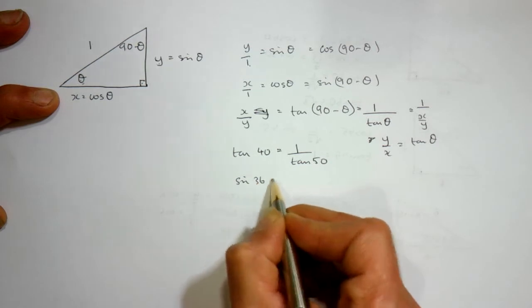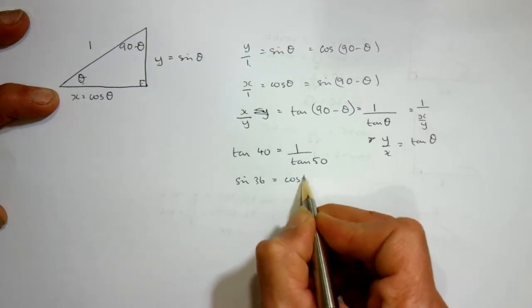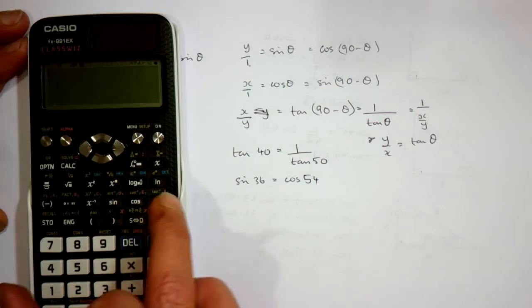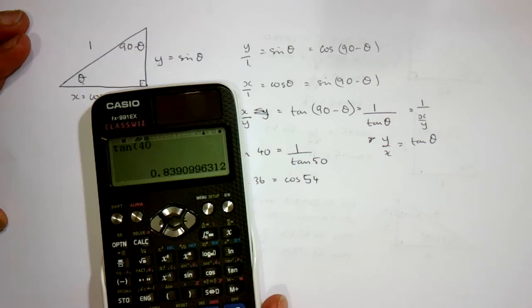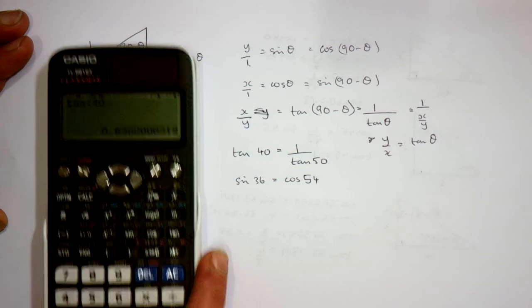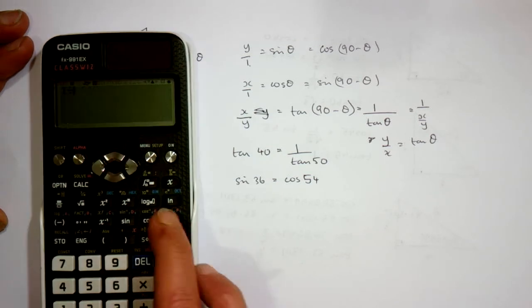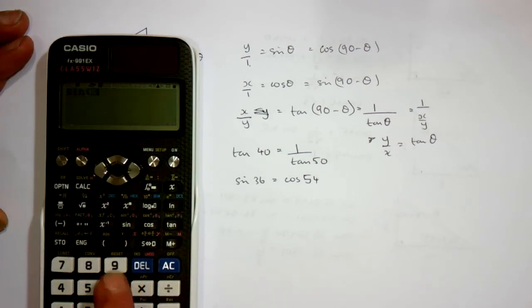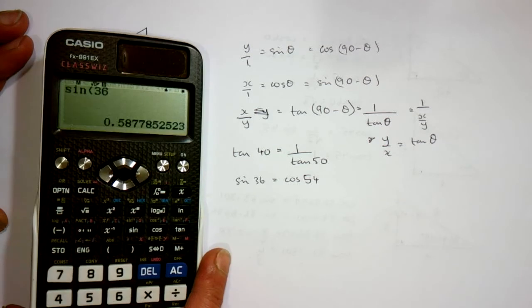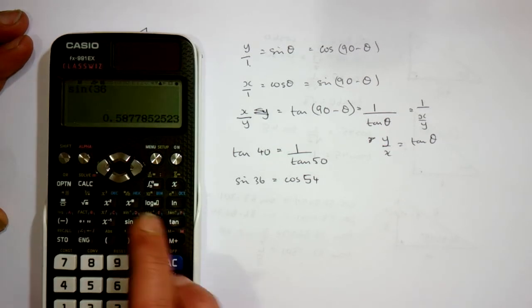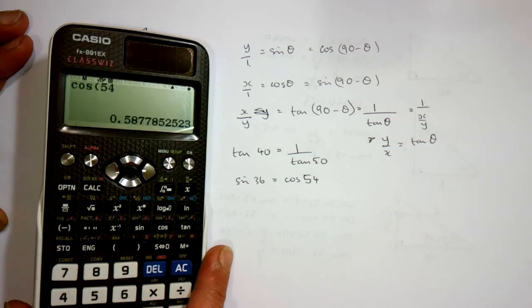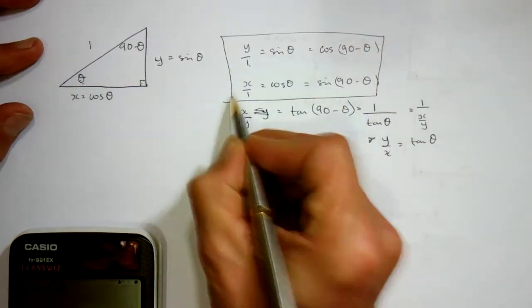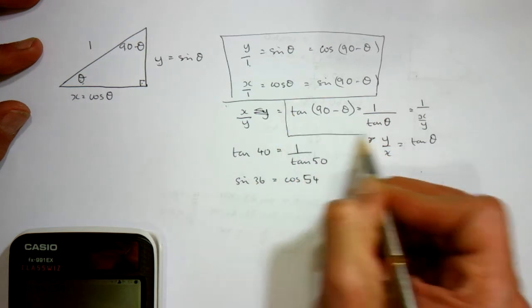Sine of 36 is equal to cos of 54, and we can get a calculator out and test that. Tan of 40 equals 0.8390999, 1 divided by tan of 50 is the same. Sine of 36 is equal to 0.58778 and a few more bits, and cos of 54, oh look, it's the same. Get the idea? So we can see these identities.